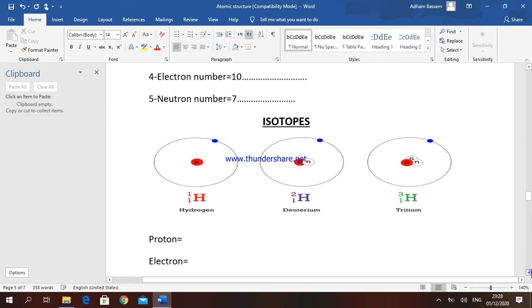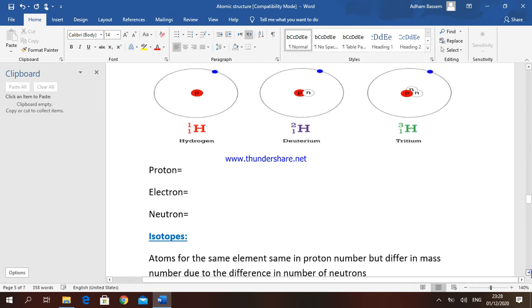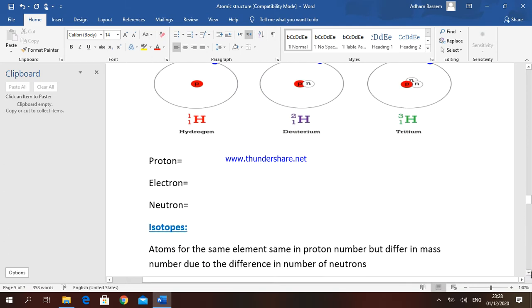Isotopes. What is meant by isotopes? Isotopes means the atoms of the same element, okay, have the same number of protons but differ in the number of neutrons, okay. Again, we have an example for isotopes. Hydrogen has three forms of isotopes, okay. Look at the example of hydrogen.